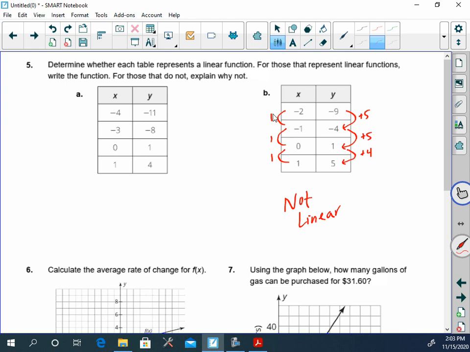And if this goes up by 1, this would tell me what my slope is. So our slope is changing, which makes it not linear, okay? Not a constant slope, or not a constant rate of change there.